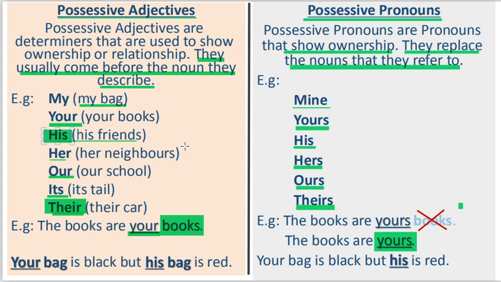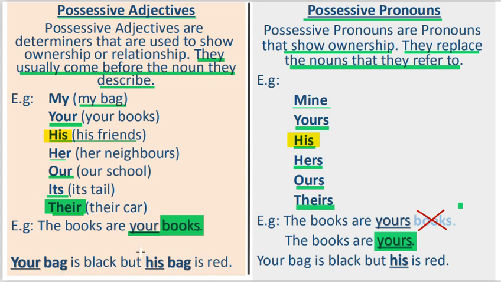In this case, there is no difference between the spelling of the possessive adjective and the possessive pronoun. His as a possessive adjective is also his as a possessive pronoun. But how do we use it? Let's come to the sentence at the bottom under the possessive adjectives. Your bag is black, but his bag is red.